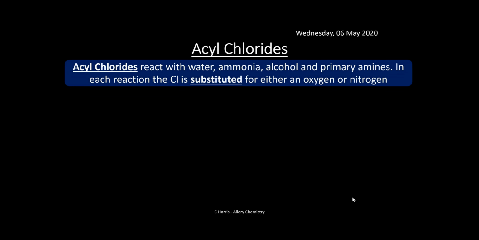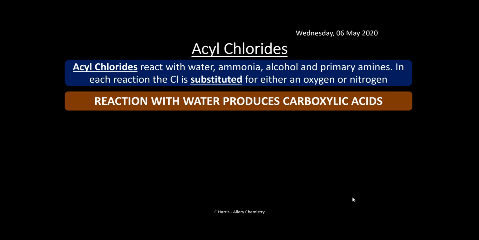Okay, we need to know the reactions of these. Now, acid chlorides are incredibly reactive, and so all the reactions are vigorous, but we need to know what we react them with and what products we make. So they react with water, ammonia, alcohol and primary amines, and in each reaction, chlorine is substituted, and either an oxygen or a nitrogen is put in its place. So what we're going to do is look at all of the reactions for all four, break it down and see how they react. So let's start with the reaction with water.